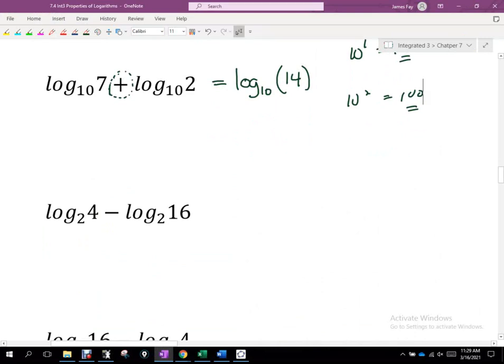What's next? What's going to happen here? Okay, so I've got subtraction, so it's going to turn into division. So it's going to be log. It's always the same. When you have multiple logs, you're always going to write it as one log, right? With that same base. So then I'm going to go 4 over 16, right? Now what does that reduce to? 1/4.